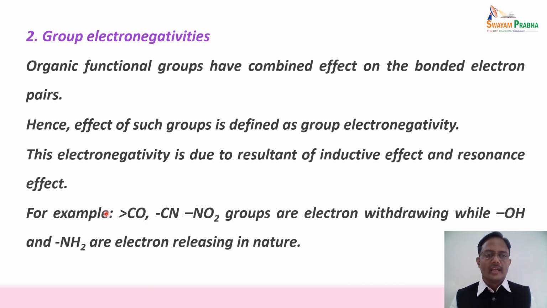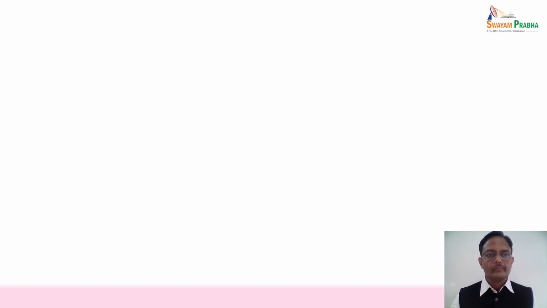Now it means that if you have any atom bonded with a carbonyl group or cyano group or NO2 group, in this case the entire group will behave as a single entity and it will pull the electron pair. So it is the group electronegativity which is considered in such a case. Similarly, in case of OH and NH2 groups, which are electron releasing, whatever other group or atom is bonded to such groups will be attracting the electron pairs and will show larger electronegativity.